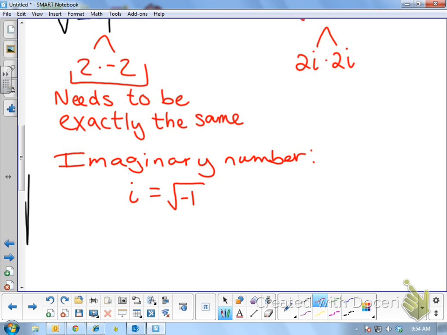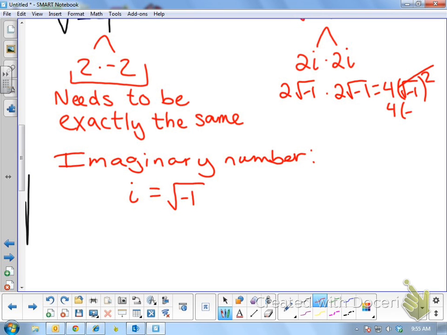So let's see if that works up above. We said 2i times 2i is supposed to equal negative 4. So 2 times the square root of negative 1, times 2 times the square root of negative 1, since we just defined i to be the square root of negative 1. If we multiply that out, we have 2 times 2 is 4. The square root of negative 1 times the square root of negative 1 is the square root of negative 1 squared. And what happens when we have a square root in a squared? It cancels out.